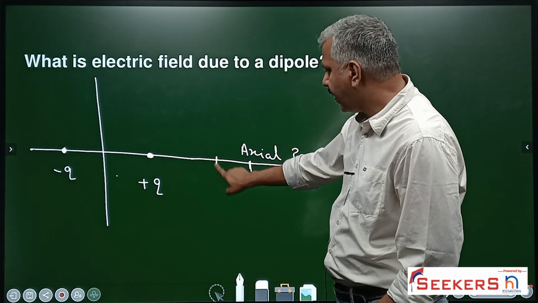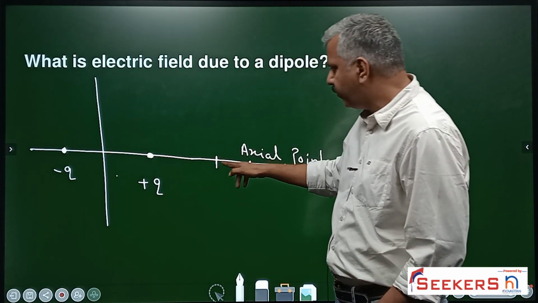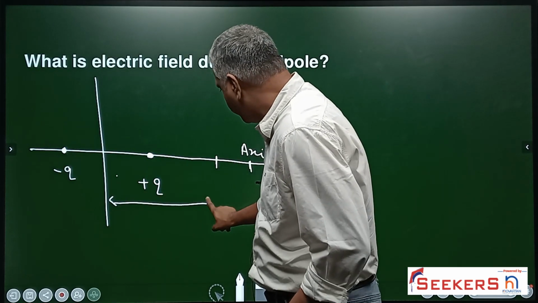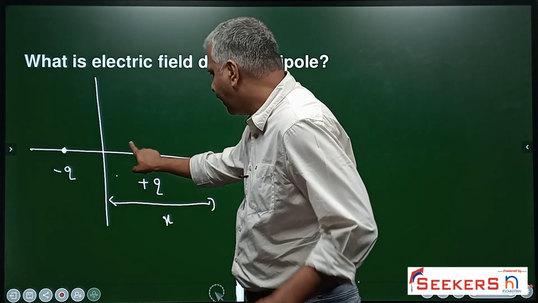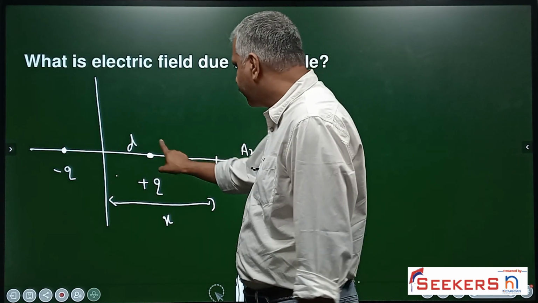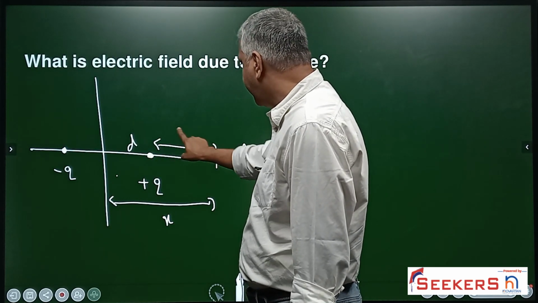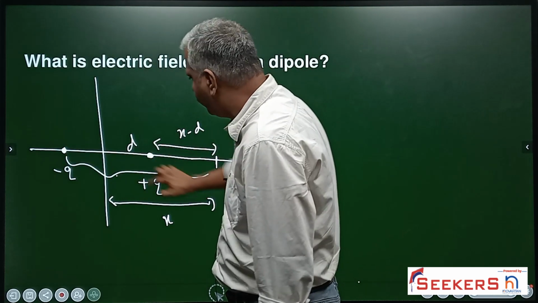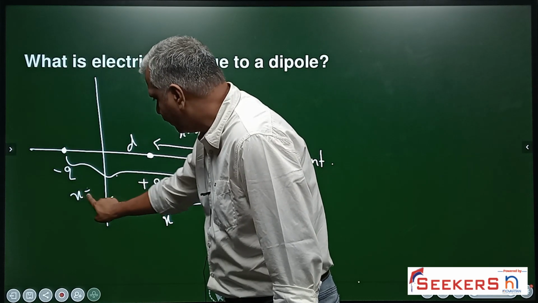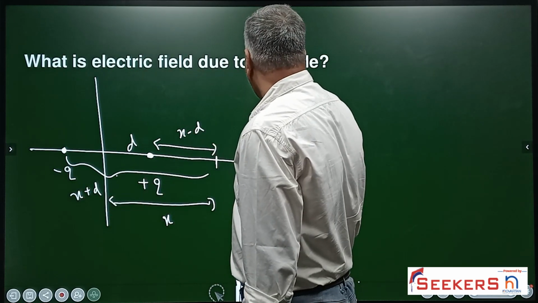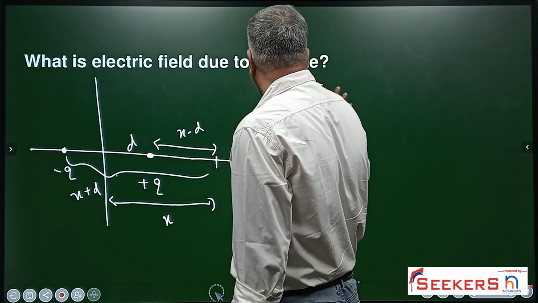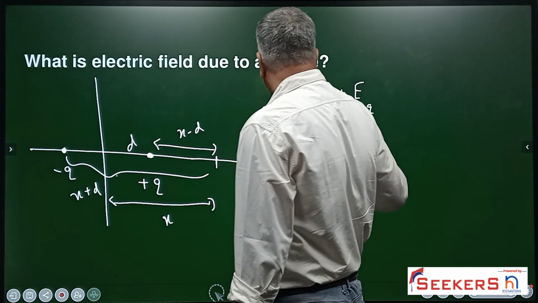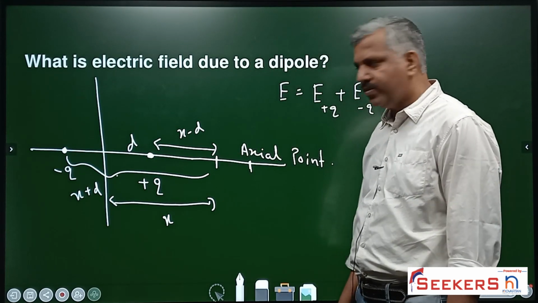So here this is an axial point, this is the axis of the dipole and this is an axial point. Suppose this distance from here to here, let us say, is x, and this distance here is d. So again from here to here we will get x minus d, and the distance from here to here will become x plus d. So the electric field at any point will be equal to the electric field due to the positive charge plus the electric field due to the negative charge. This is what the principle of superposition says.